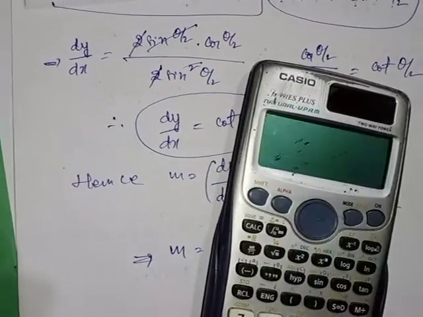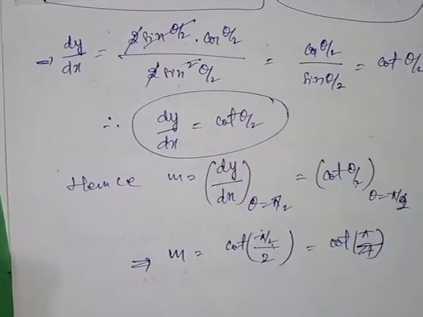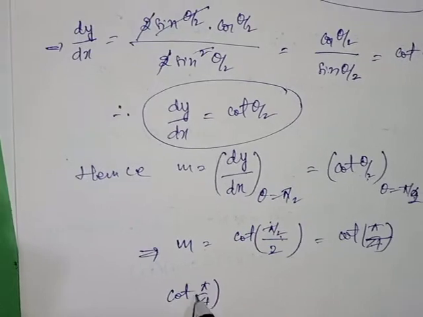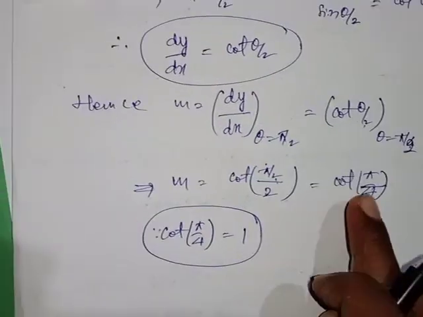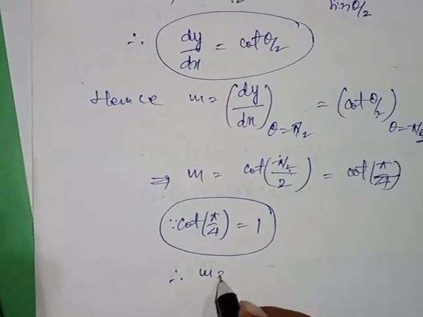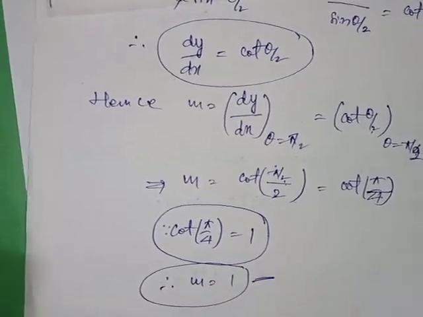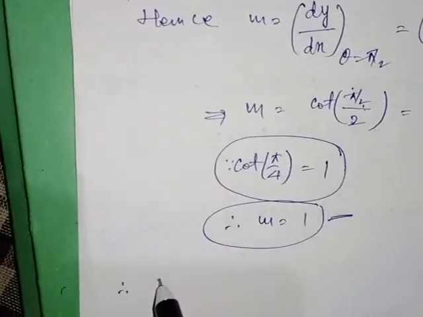We know that cot pi by 4 value is 1. So substituting here, therefore m is equal to 1. This is the slope. Now here we need to find the equation.